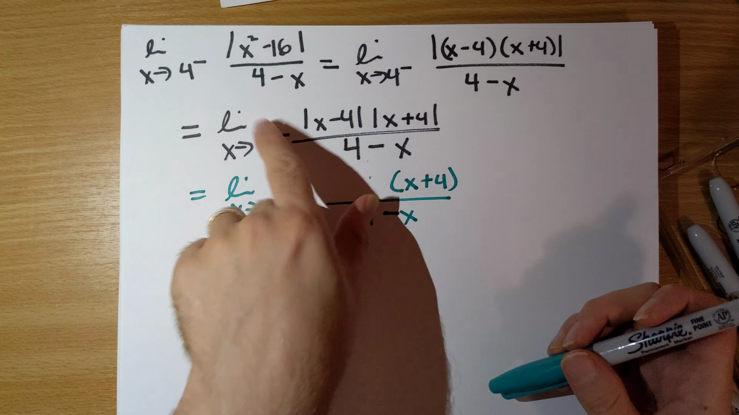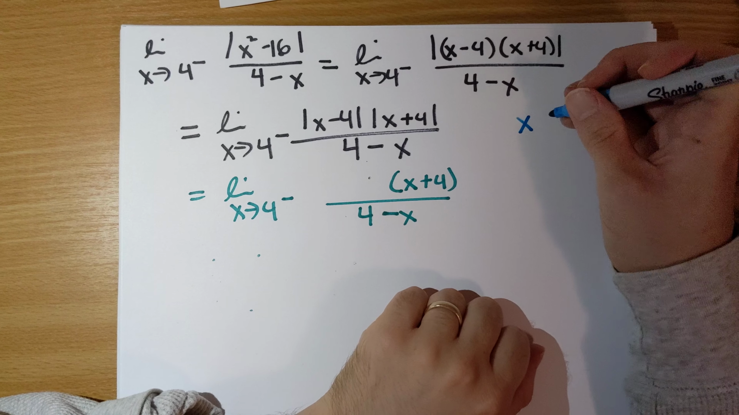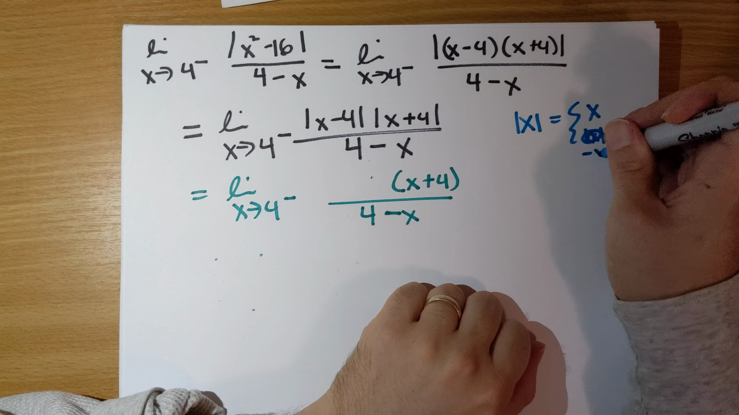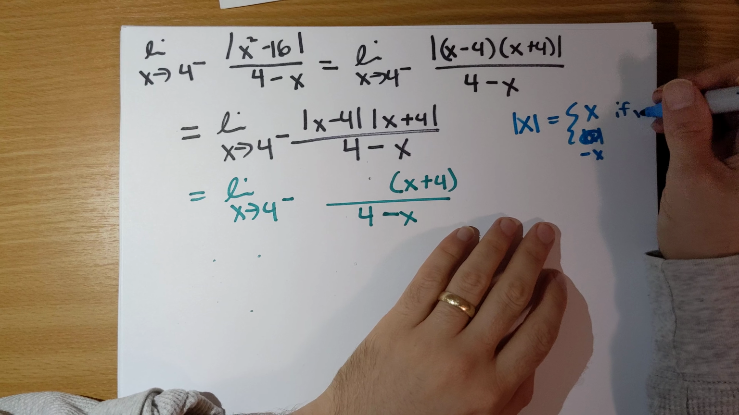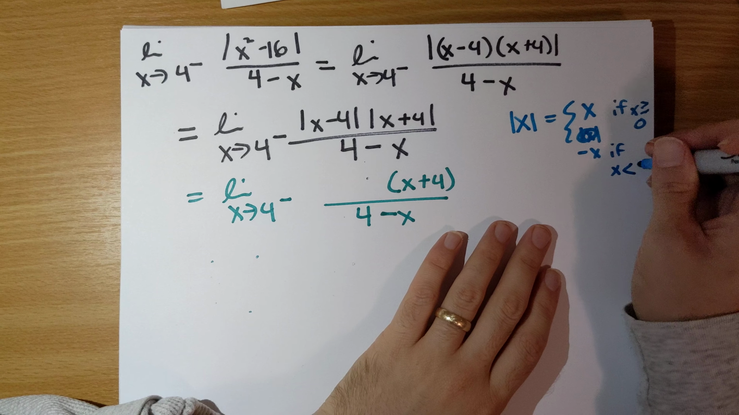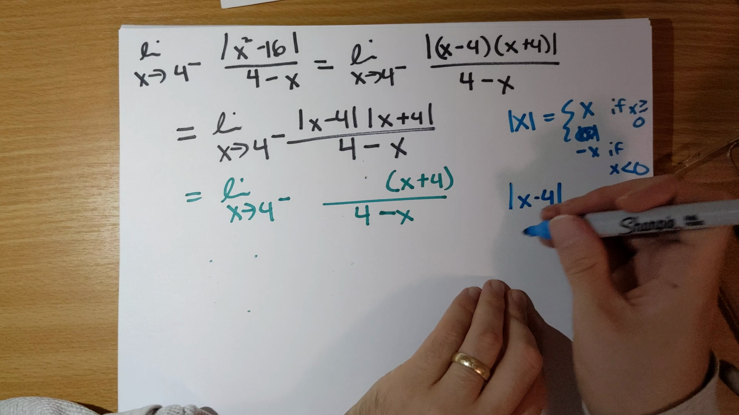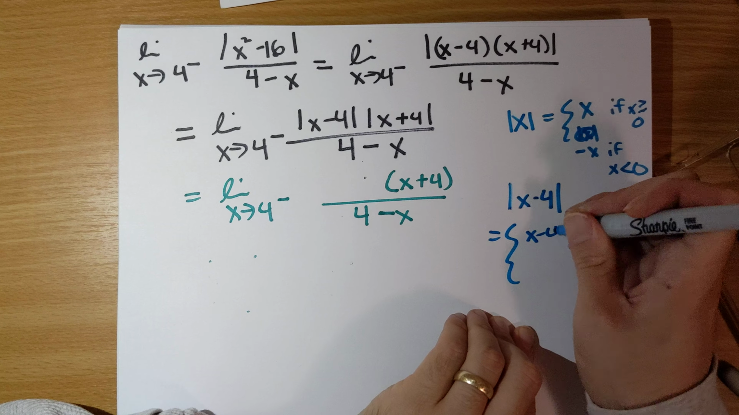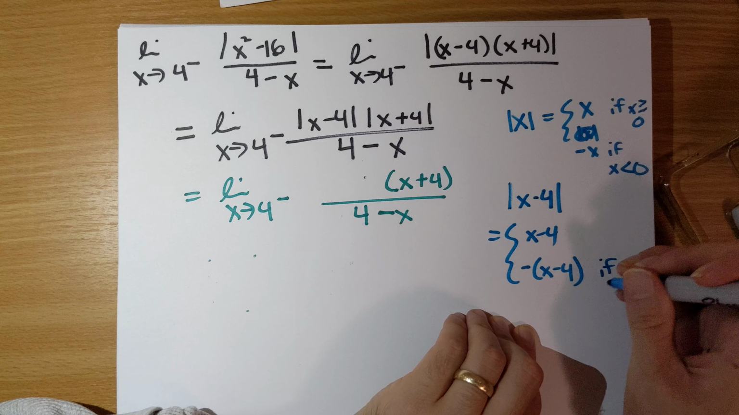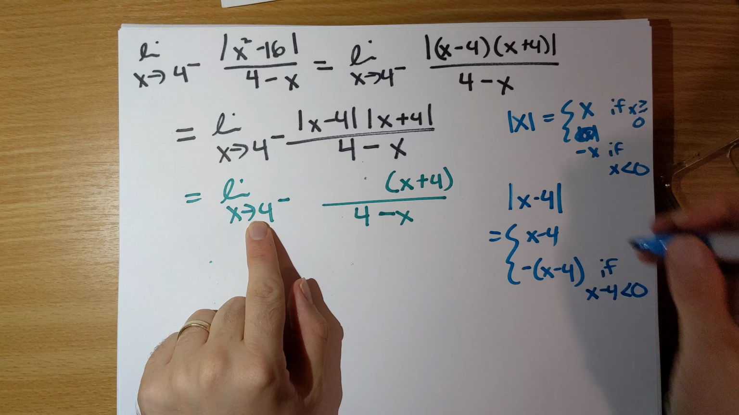Now as for the x minus 4 term, the thing to remember is that absolute value of x is either equal to x or negative x. It's equal to x if x is greater than or equal to 0, and equal to negative x if x is less than 0. So the absolute value of x minus 4 is either x minus 4 or the negative of x minus 4. It's equal to the negative of x minus 4 if x minus 4 is less than 0.